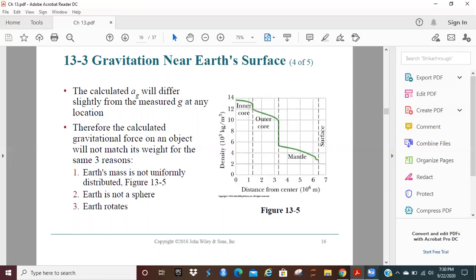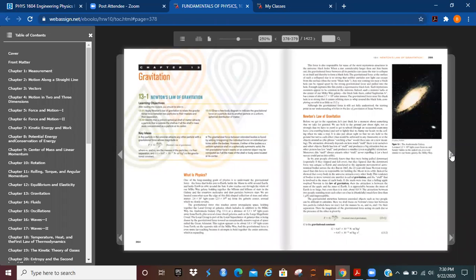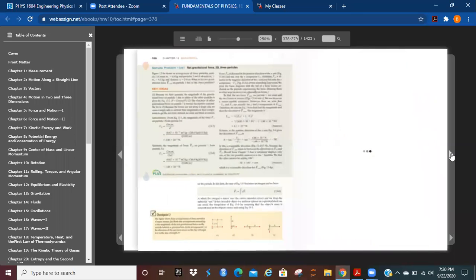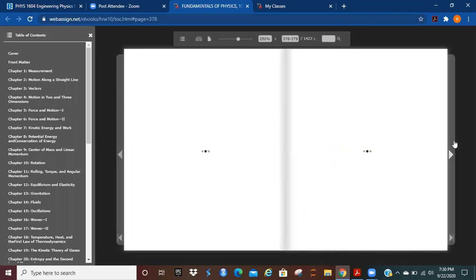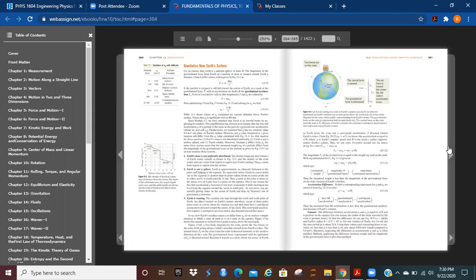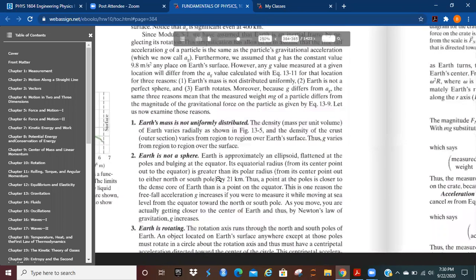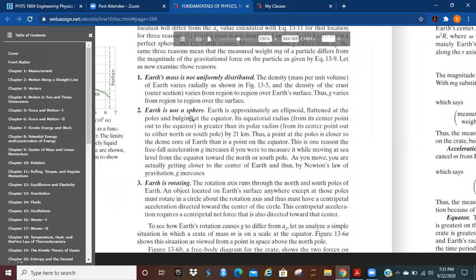Earth is also not a sphere. Let's see if I can find the picture. It's approximately an ellipsoid. It does bulge at the equator and is flattened a little bit at the poles. The equatorial radius is greater than the polar radius, and therefore a point at the poles is closer to the dense core of the Earth than a point on the equator. That's one reason that the free fall acceleration g increases if you measure it while moving at sea level from the equator towards the north or south pole. You're actually getting closer to the center of the Earth.